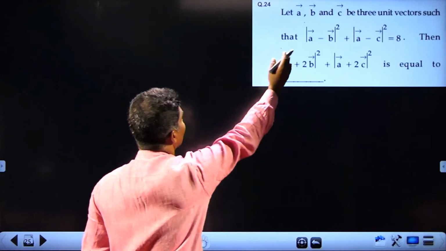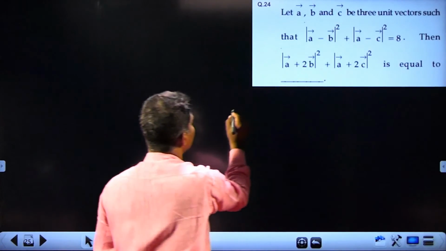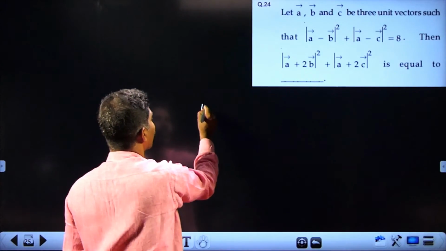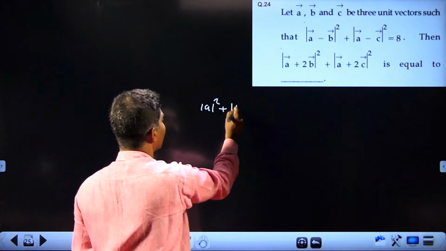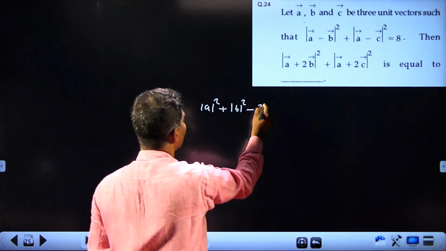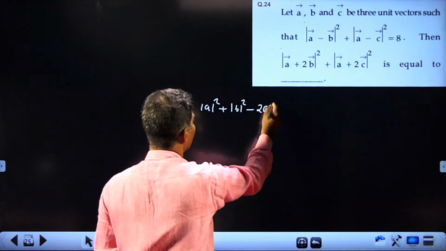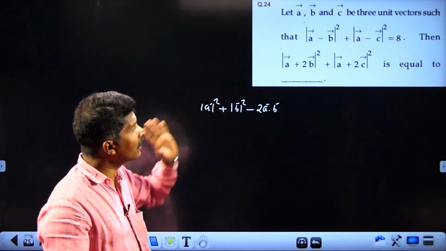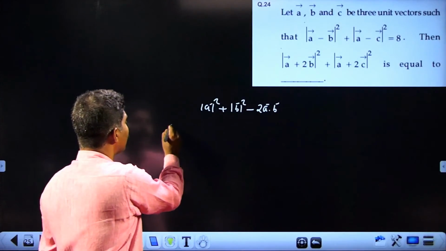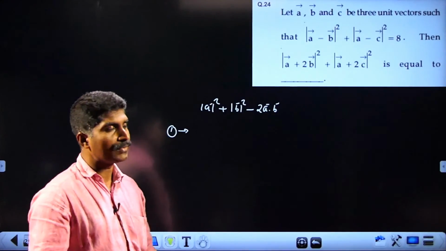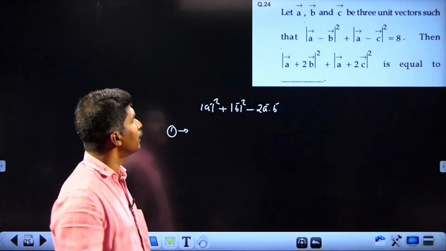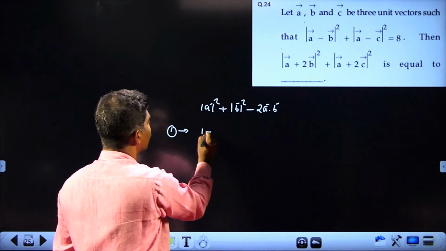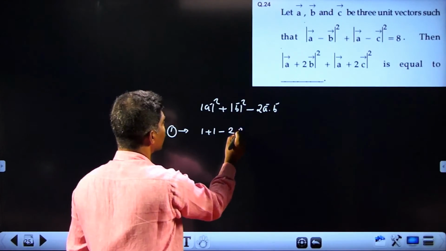Given, what is given? Modulus of A minus B the whole square, its expansion is mod A square plus mod B square minus 2 times A dot B. Then, what is the first one? What will you get from the first equation? They are unit vectors, therefore, mod A square is 1, plus 1 minus 2 times A dot B.